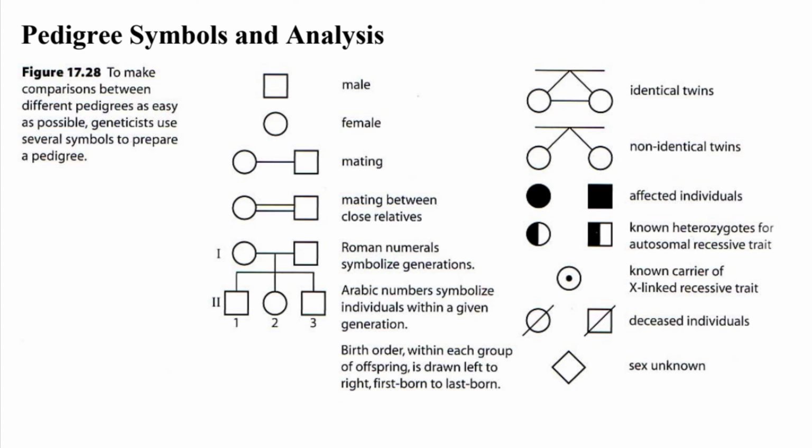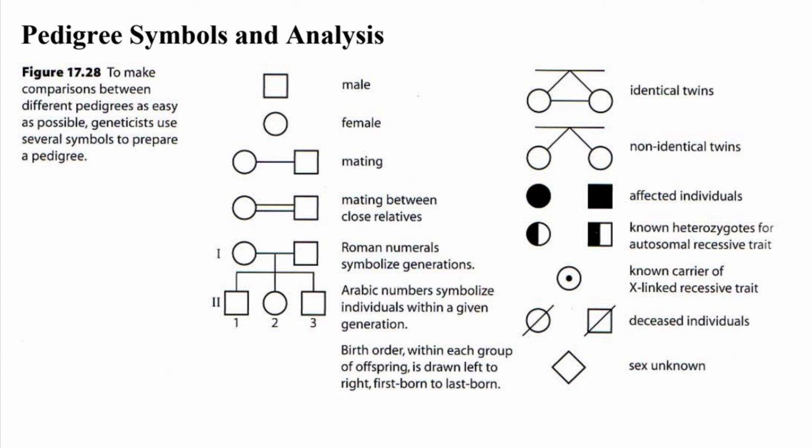If an individual has a particular phenotype, we will color their shape solid. If they're a known heterozygote, sometimes they get half colored, but this is not always a thing, so you can't rely on it. Same thing with X-linked recessive traits, because those mostly show up in males. Sometimes there'll be a dot in the middle of the circle to indicate that they're a carrier, but that is not always a given thing.